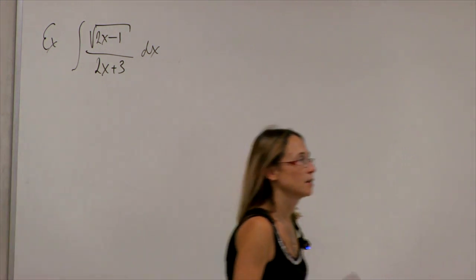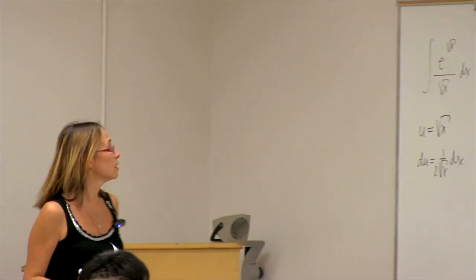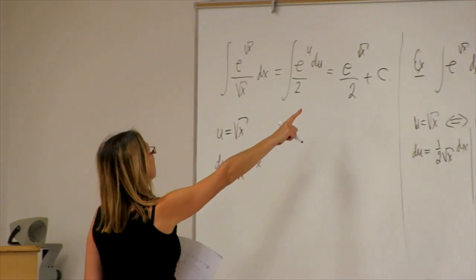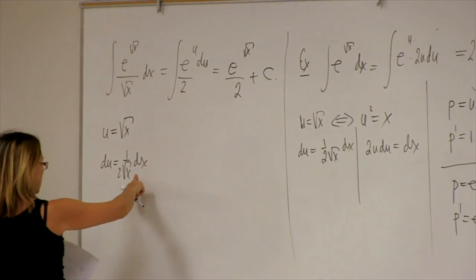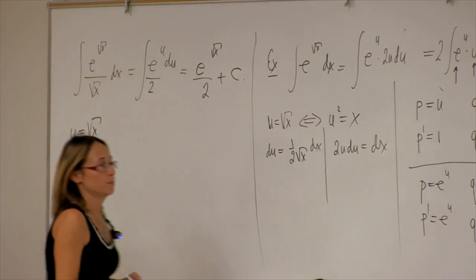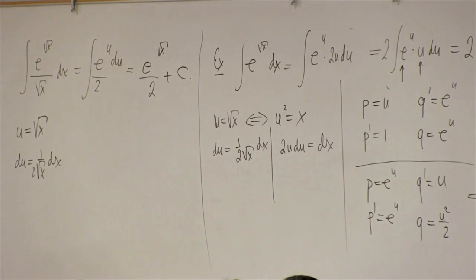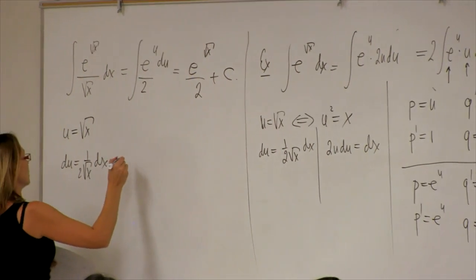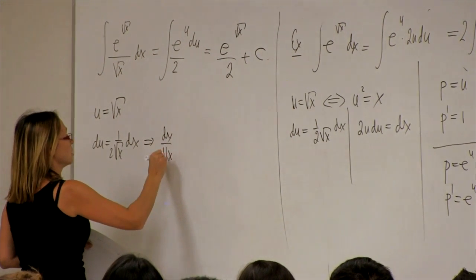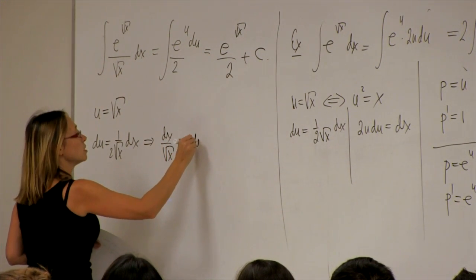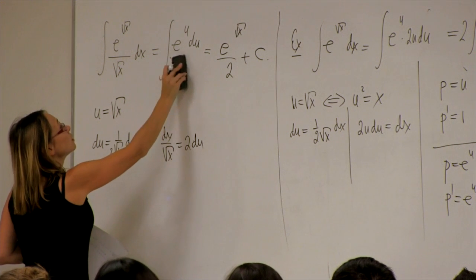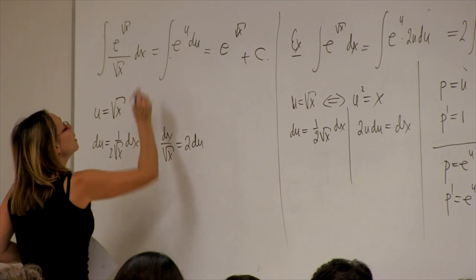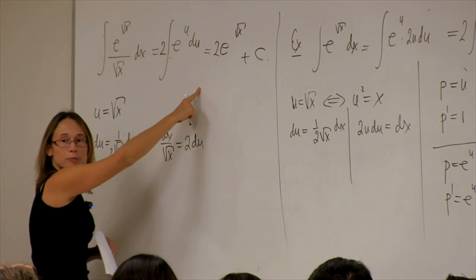Question? Shouldn't the answer be 2 e to the root x plus 2? Say again? Shouldn't the answer be 2 e to the root x plus 2? This one? Not over 2, but 2. Oh, you're right. Because this 2 means that dx over 2 du. Okay. So thank you. Okay, please note the typo.